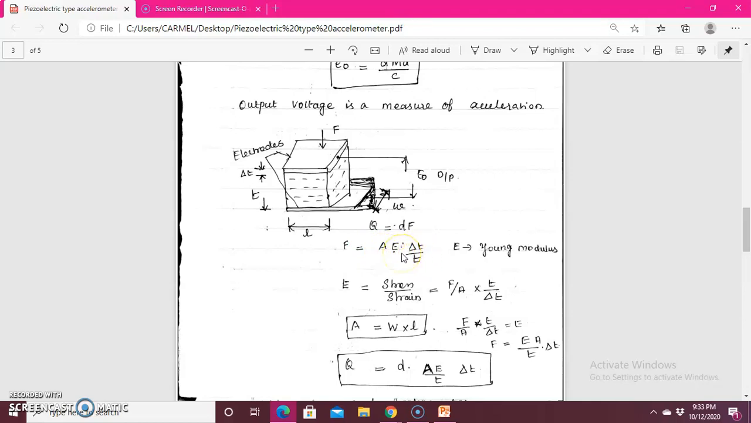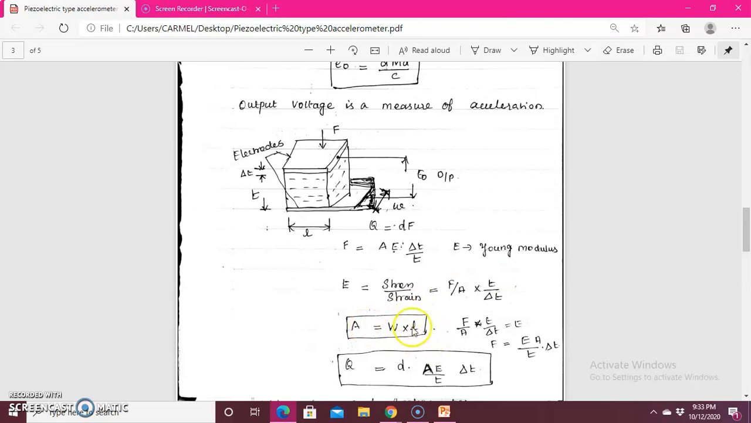That is nothing but whatever the changes, whatever the deformation across the area, as well as the thickness, as well as the width. So when you are talking of this particular term F, which is AE into del T by T, E is nothing but Young's modulus. Young's modulus is stress by strain. You all know stress is force by area and strain is nothing but change in deformation. And area is nothing but the multiplication of width as well as length.